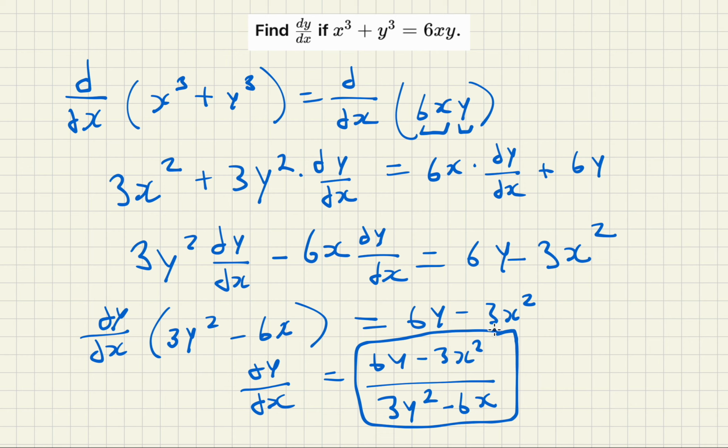So implicit differentiation is easy once you understand the steps. The first step is differentiating both sides separately, usually with respect to the variable x. The second step is expanding, if there is anything to expand. And the third and final step is to factor out dy over dx. And that is how you use implicit differentiation to find dy over dx.